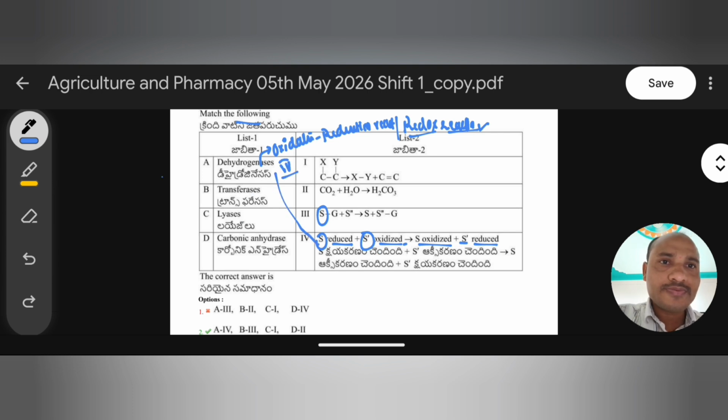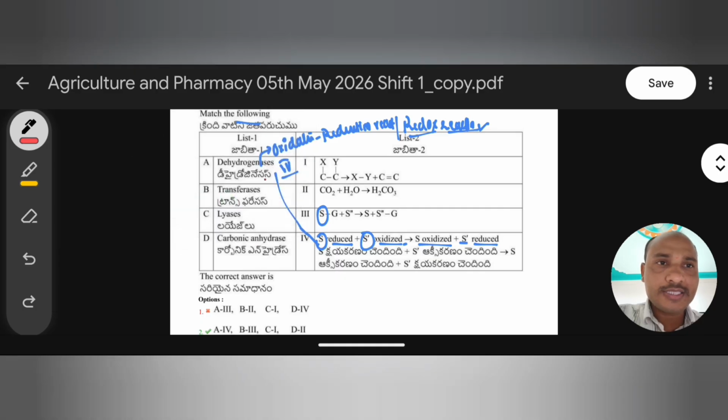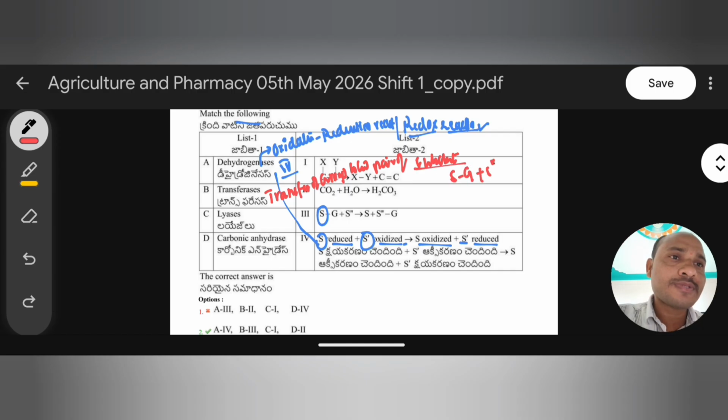Now coming to the transferase enzyme. Transferase enzyme generally catalyzes the transfer of a group. It helps in transfer of groups between a pair of substrates. So there are 2 substrates, in which the group from substrate 1 is transferred to substrate 2. So group is transferred from one substrate to another. This type of reaction is called a transferase reaction. So here B is third one.